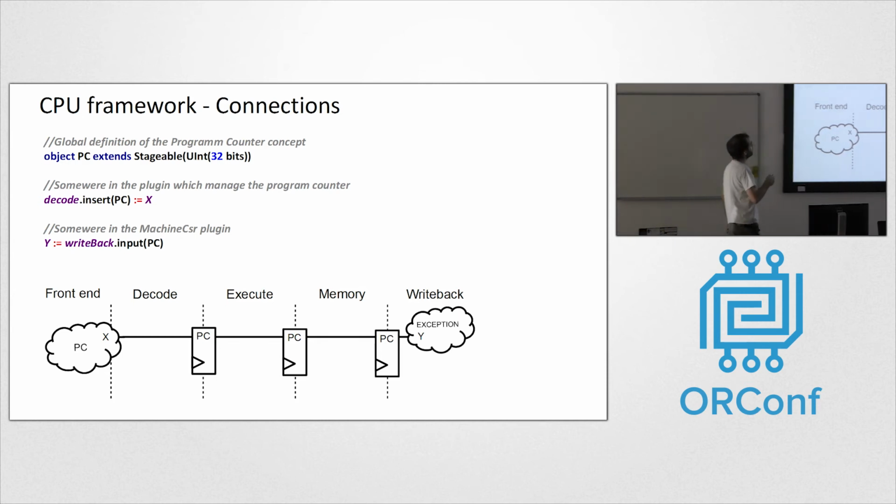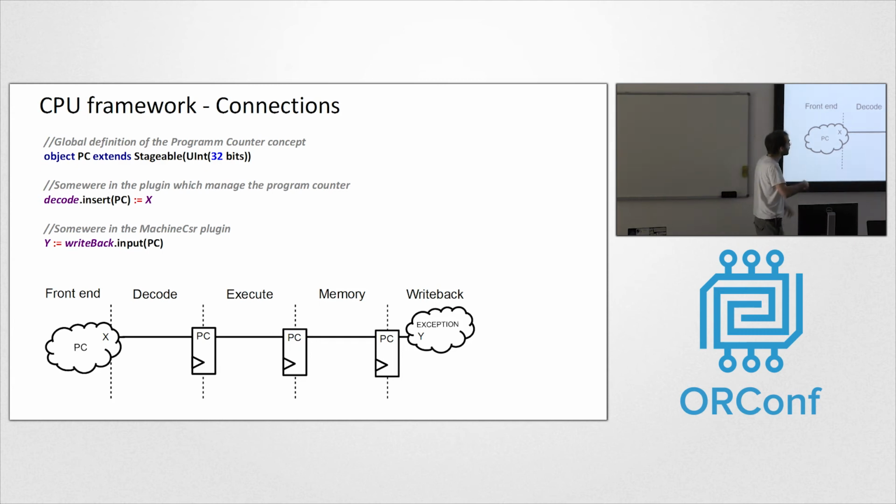Then, for instance, in one plugin you say, okay, I want to insert the program counter in the decode stage with this value. And in the write-back stage, you ask the framework to give you the input program counter value.